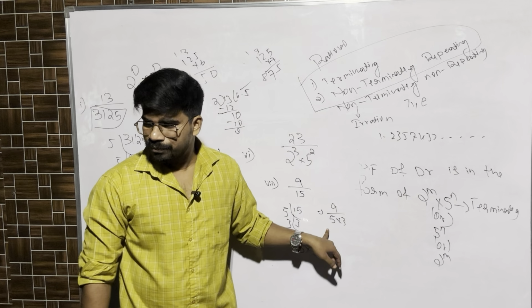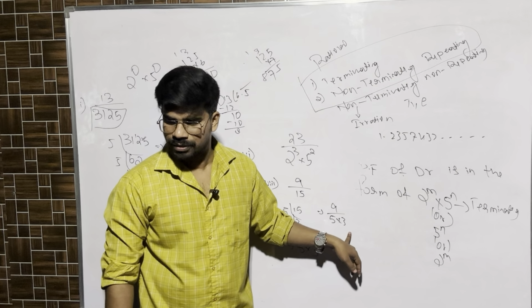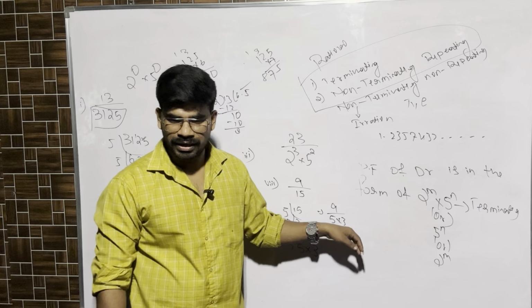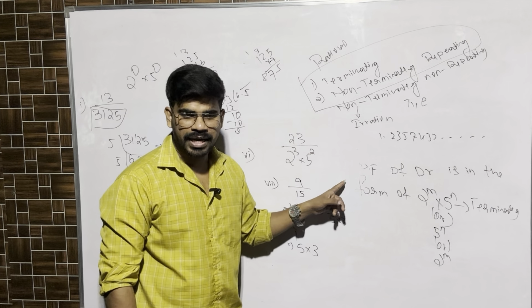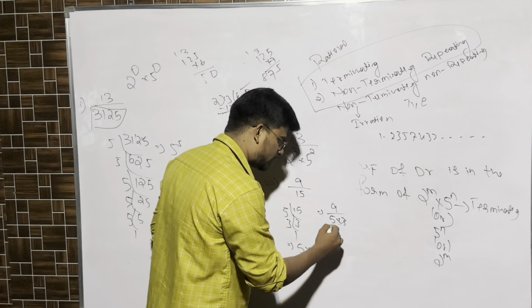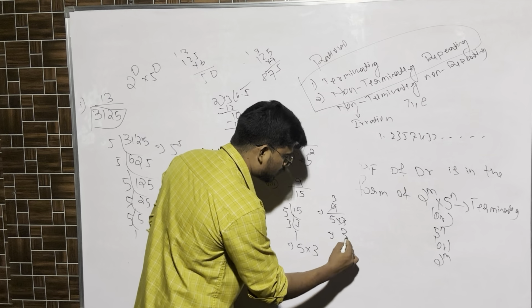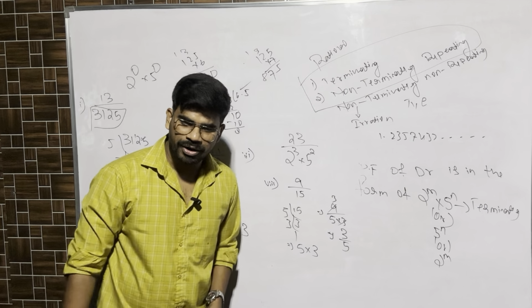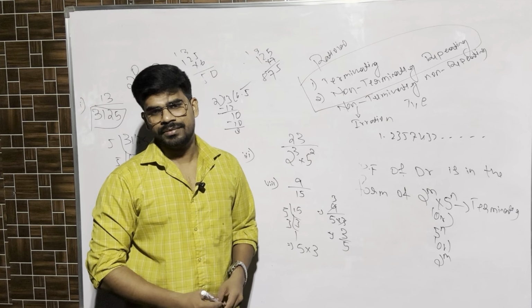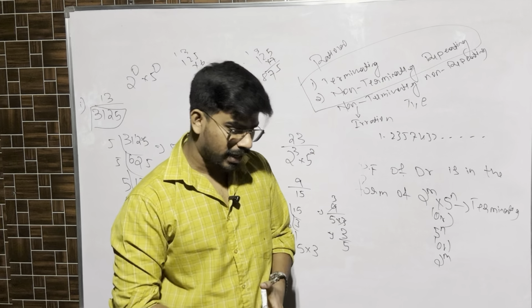So 5 is there, but along with that 3 is disturbing. So we have to get rid of this 3. Is there any chance it can be cancelled with the numerator? If it is there, cancel it out. 3 1 is 3, 3 3s are 9. So it is 3 by 5. Is it terminating or not? Terminating. This kind of tricky question will be asked for 2 marks and bits.